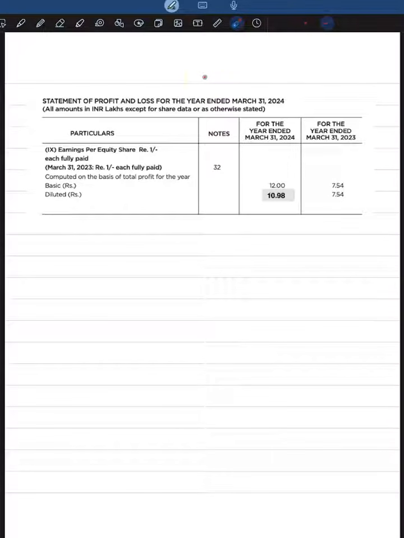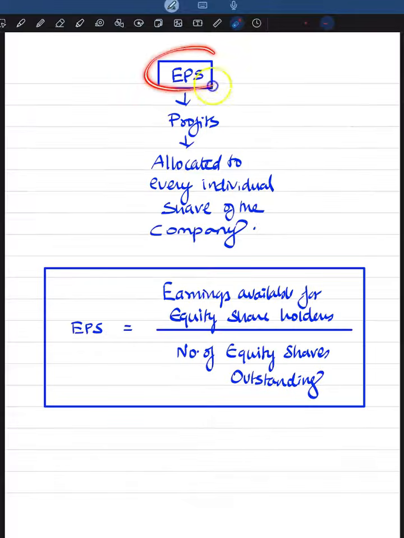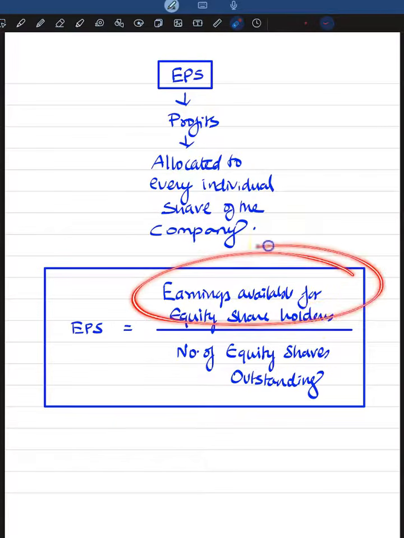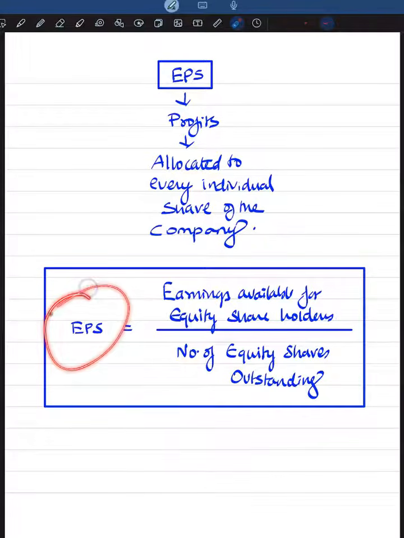Let us understand. For that, first of all, we have to understand what is EPS. EPS means the profits that are allocated to every individual share of the company. So basically we take earnings available for the equity shareholders in the numerator. We will divide it by number of equity shares outstanding. So we will get earnings per share.